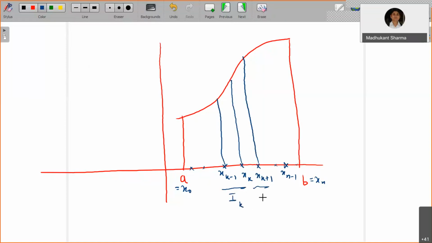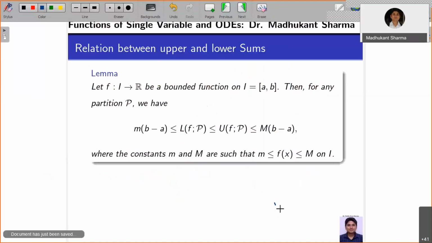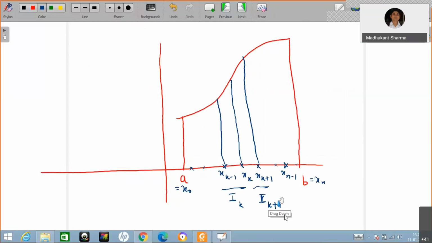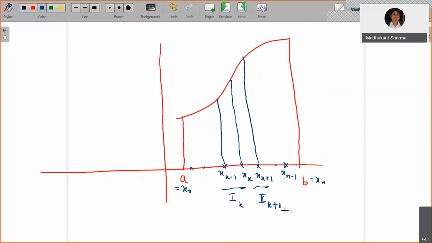this interval is Ik plus 1, right? So this is the interval Ik plus 1. Okay, now we will try to identify small mk, small mk plus 1, and capital Mk and capital Mk plus 1. Okay, right. So small mk and small mk plus 1 we try to identify.